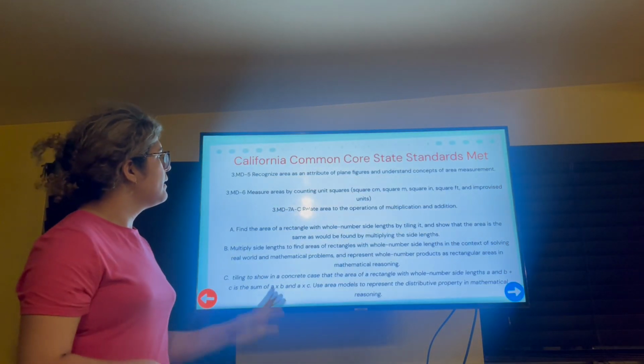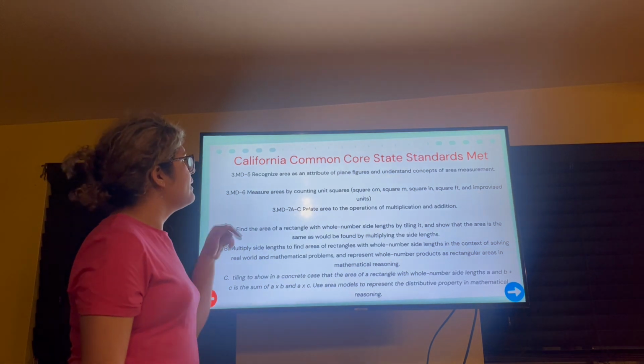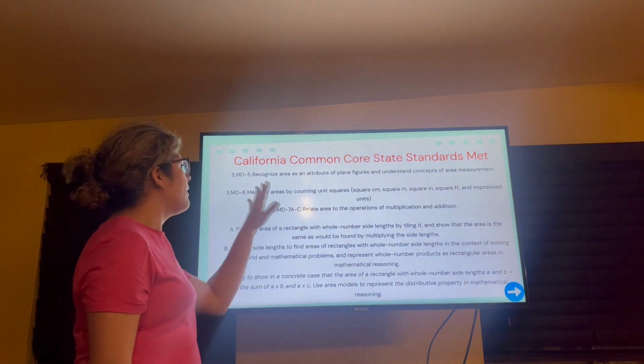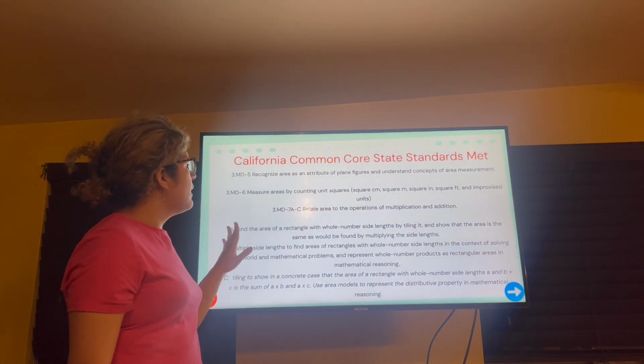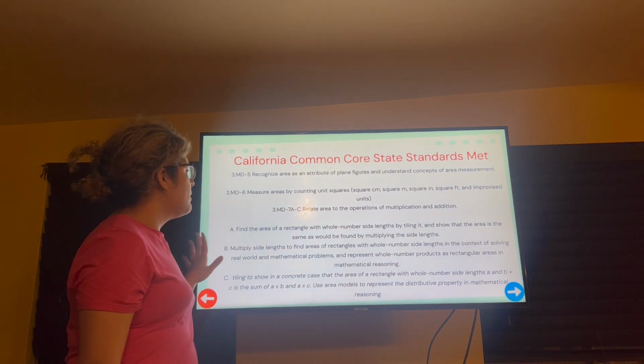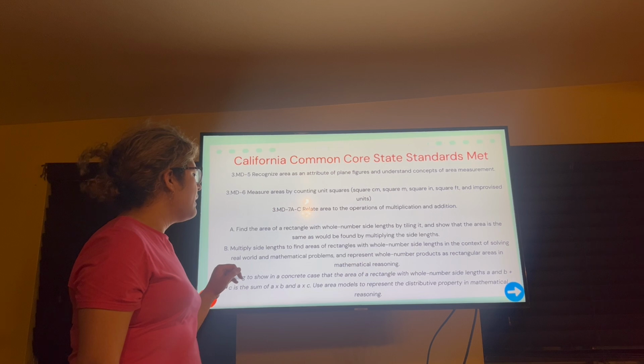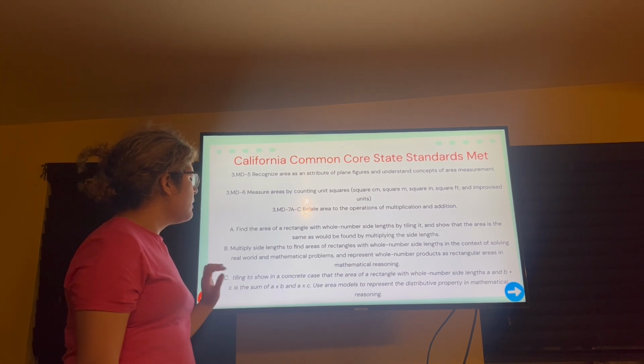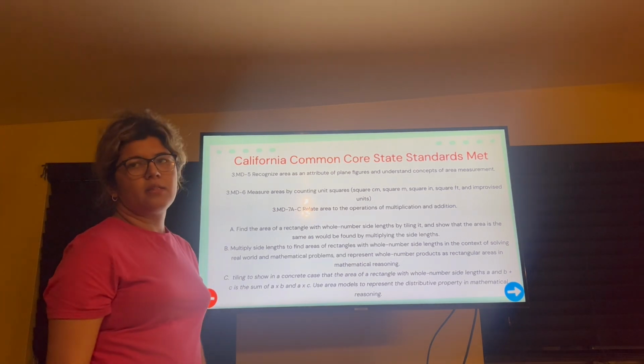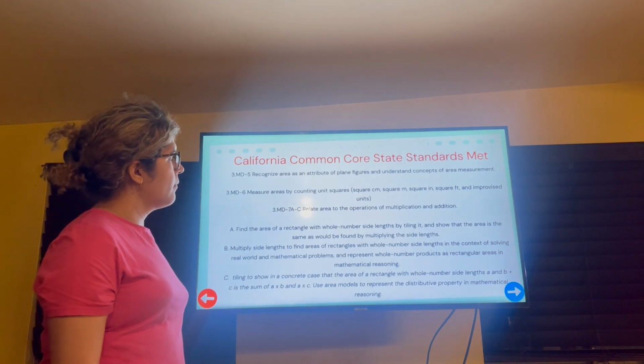And then just to reiterate the state standards, right? Recognizing area and concepts of area measurement, counting unit squares, relating area to the operations of multiplication and addition, finding the area of a rectangle, multiplying the side lengths, and then using the distributive property to find those answers as well.